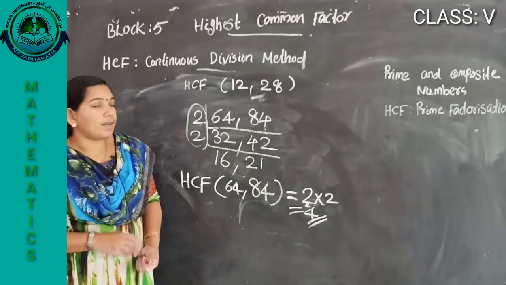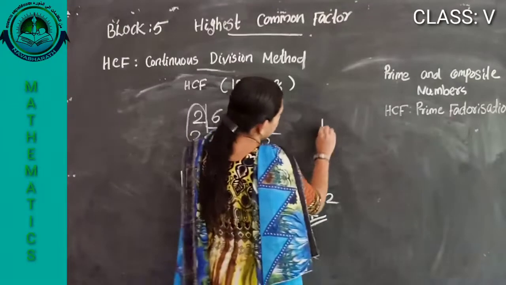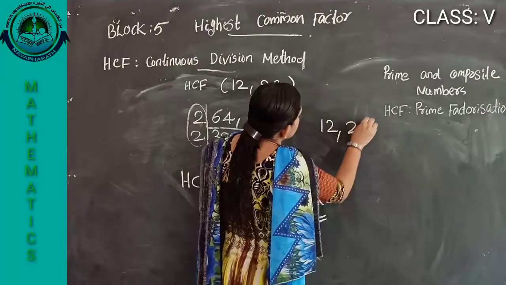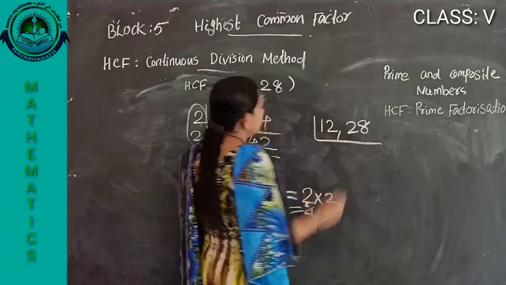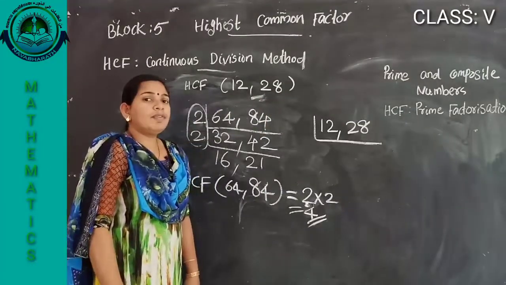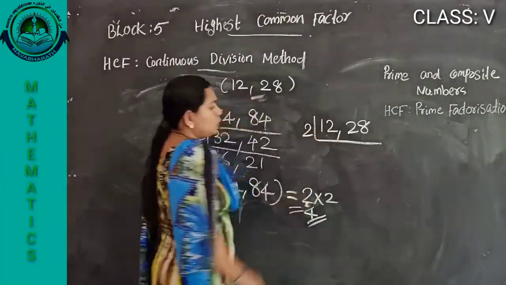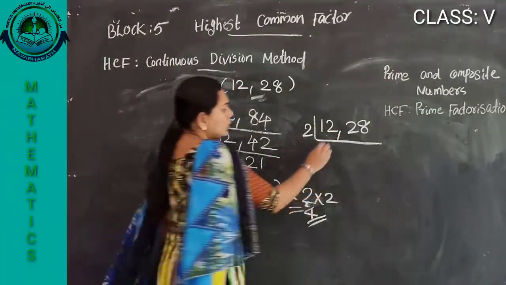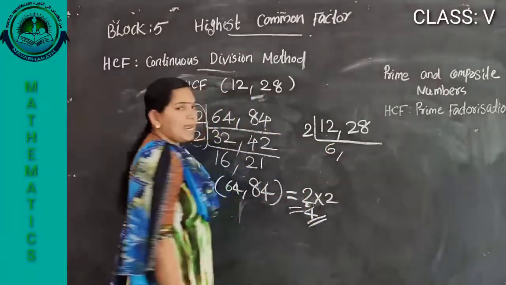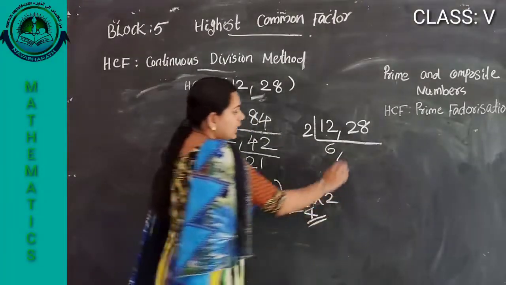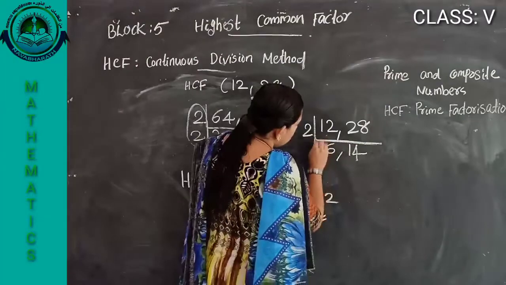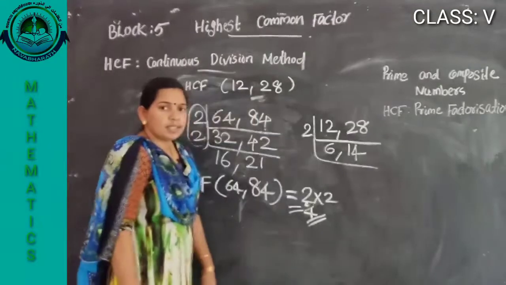Then we will check it with 12 and 28. 12 and 28. Which is the common factor? 2 is the common factor. Okay. Then 12, how many 2's are there? 6 2's are there. 28, 14. Okay, very good. From this, any common factors?